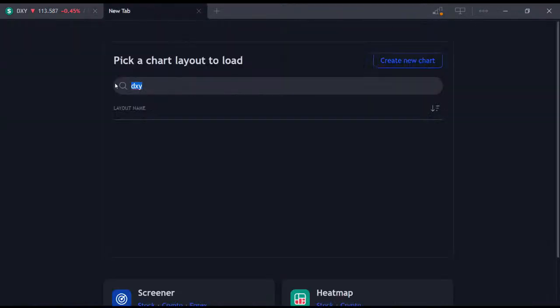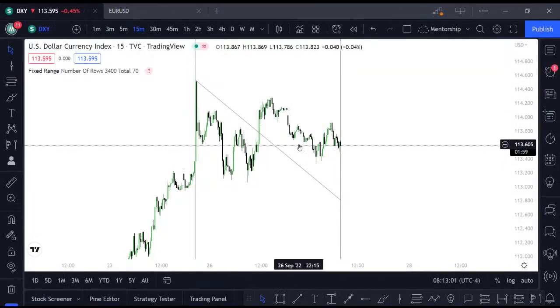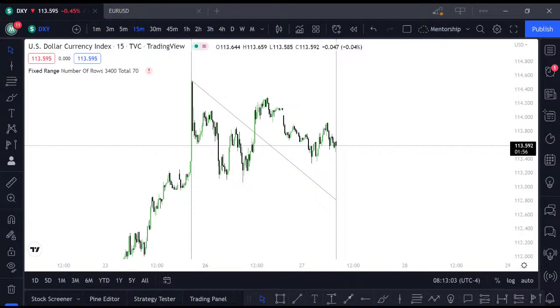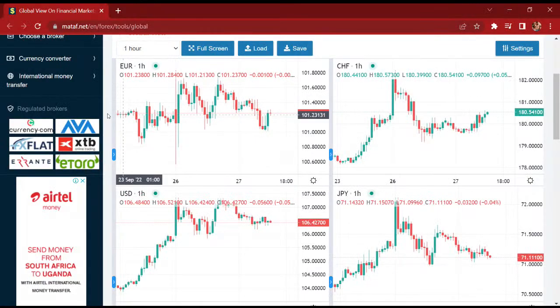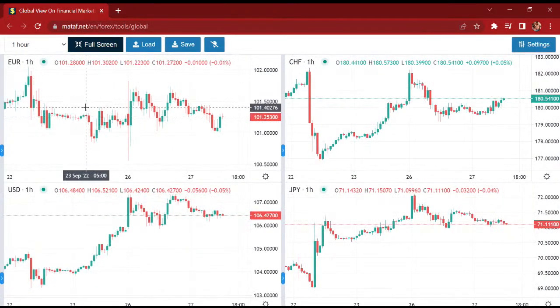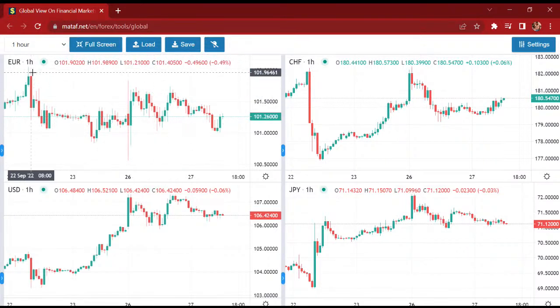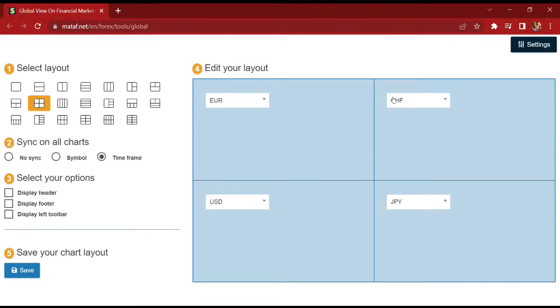I want to have the dollar, the euro dollar somewhere there, as MATAF is also loading. Voila, so this is MATAF. MATAF has loaded. Let me decrease my volume first. Okay, I have the euro, the dollar, the Swiss and the Japanese yen. I don't want these ones. I'm only interested in the euro and the dollar.